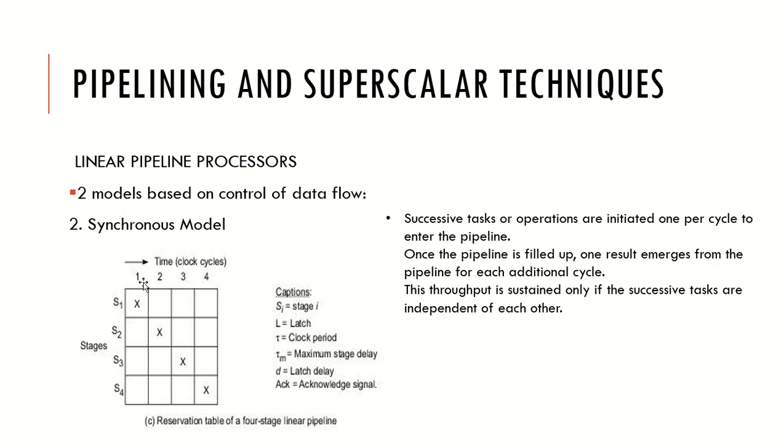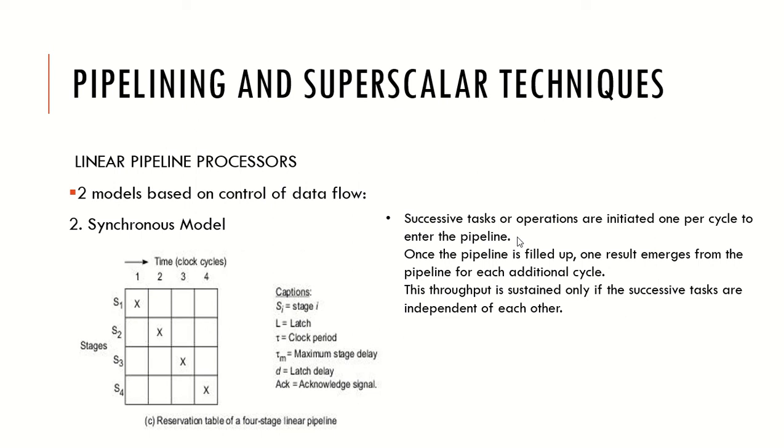So in the case of a 4-stage pipeline, you require 4 stages and correspondingly the number of clock cycles, and you draw the reservation table. So the successive tasks or operations are initiated one per cycle to enter the pipeline. Once the pipeline is filled up, one result emerges from the pipeline for each additional cycle.